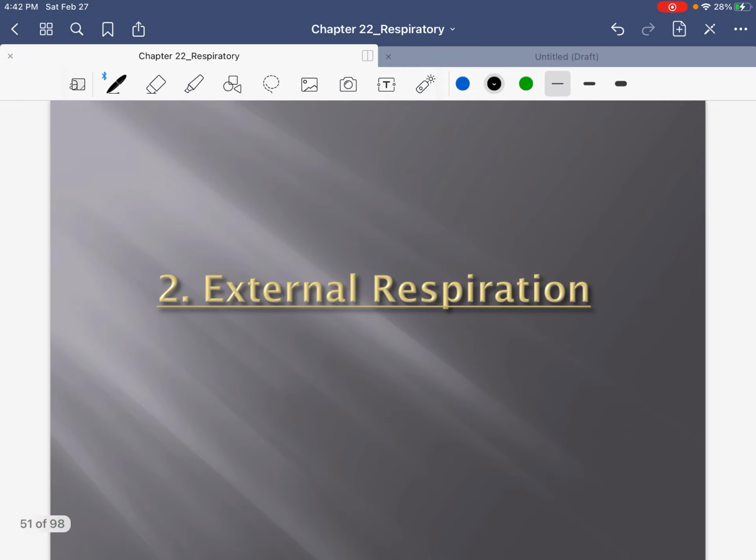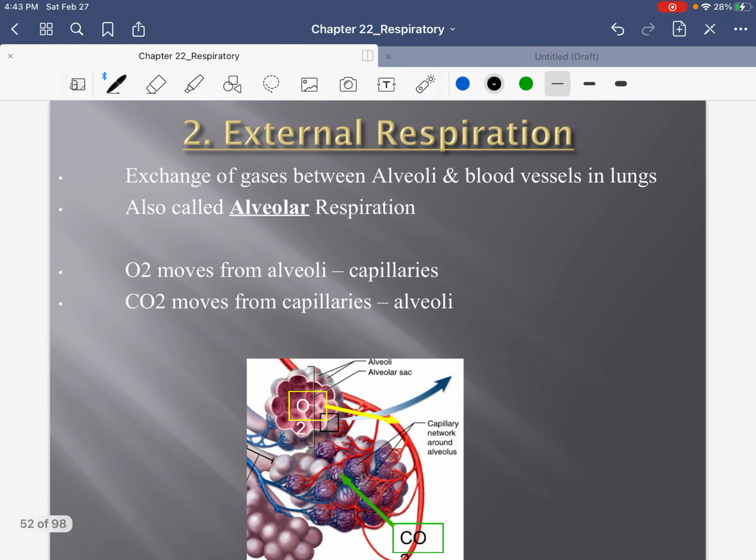All right, enough of that. Let's talk about gas exchange. Way back at the beginning of this chapter, we broke down the functions of the respiratory system in order. First, we've got to bring in the air. That's ventilation. We bring in the air, and it goes all the way through the airways down to the alveoli. Then the second thing that happens is external respiration, which is gas exchange between the alveoli and the surrounding blood vessels.